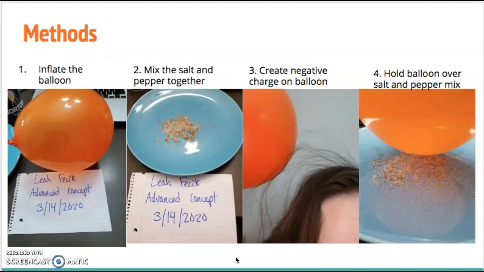First, I inflated the balloon with just regular air, no helium. Then I mixed together the salt and pepper. I just put this on a regular ceramic plate and mixed together about an average amount of each. Then I created a negative charge, aka the static electricity, on the balloon by rubbing it against my hair. Then I held the balloon over the salt and pepper mix and watched what happened.